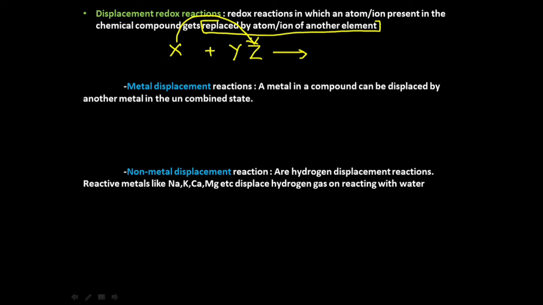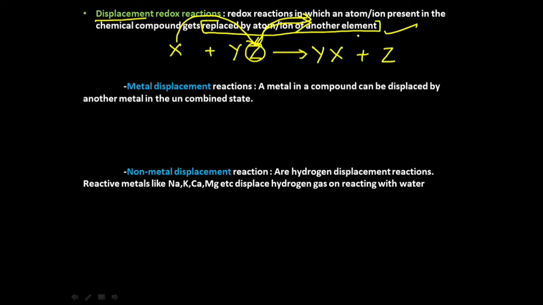X replaces Z and goes with Y. So you will get YX, and Z will be replaced by X, so you will get Z separately. So there is a replacement of an atom or ion of another element. So this is a displacement reaction. There is a displacement or replacement of position taking place. Z was with Y, now Z is going out of Y. X is replacing Z, isn't it? With a chemical reaction we can understand it easily.